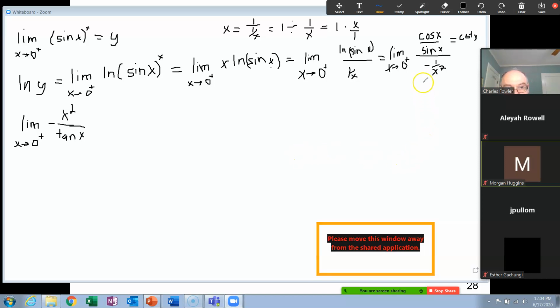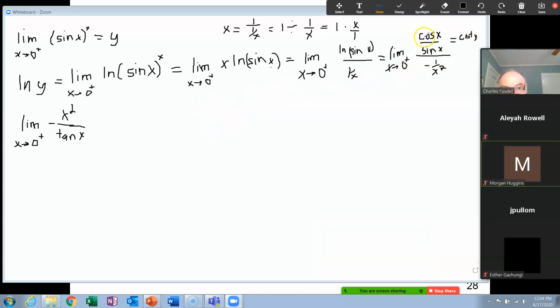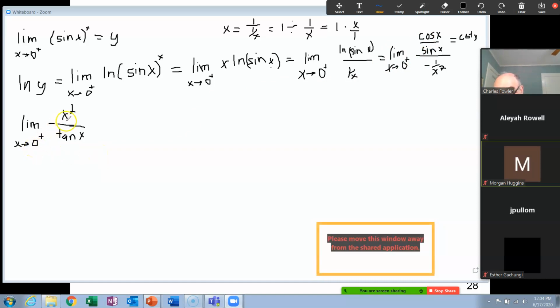So you see what we did? We basically flipped numerator and denominator as we took the reciprocals of each of them, and that gave us minus x squared in the numerator and tangent x in the denominator. Whereas x is going to 0 from the right-hand side, of course x squared is going to 0 from the right-hand side, and tangent x is going to 0 from the right-hand side, because tangent of 0 is 0. So we still have a L'Hopital form.